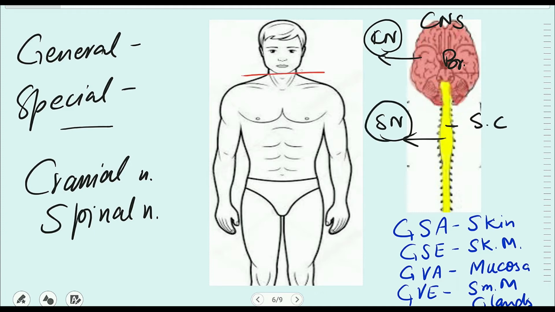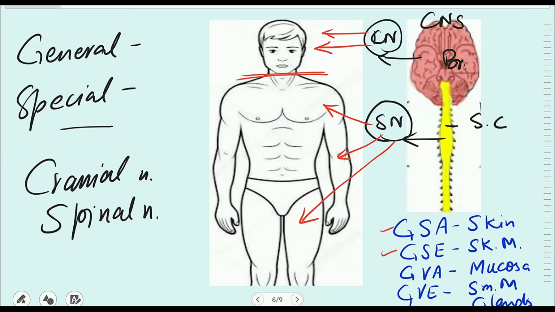If we draw a line here, we can say that above the line we have the head and face area, and below the line we have the rest of the body. The head and face area is the main target area of the cranial nerves, while the rest of the body is the target area of the spinal nerves. This will be supplied by the spinal nerves.